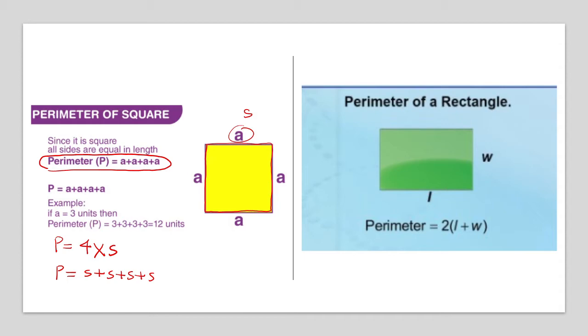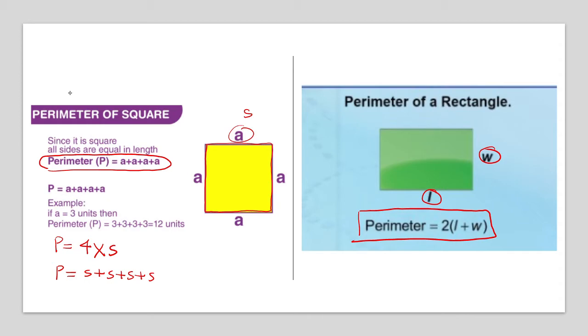Whereas to find the perimeter of a rectangle, you have perimeter of a rectangle equals 2 times (L plus W), right? Your L is your length, your W is your width, right? So to find the perimeter of a rectangle, you multiply 2 by, in the bracket, L plus W.